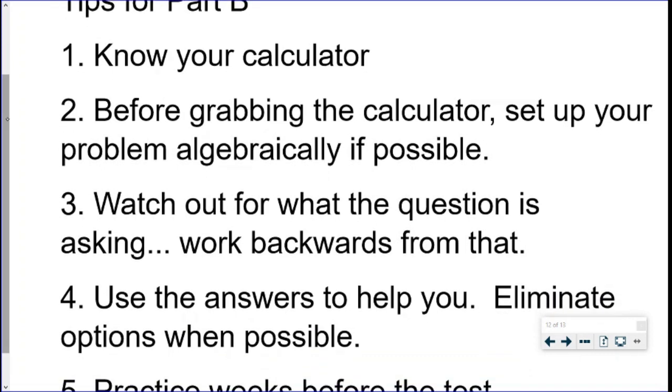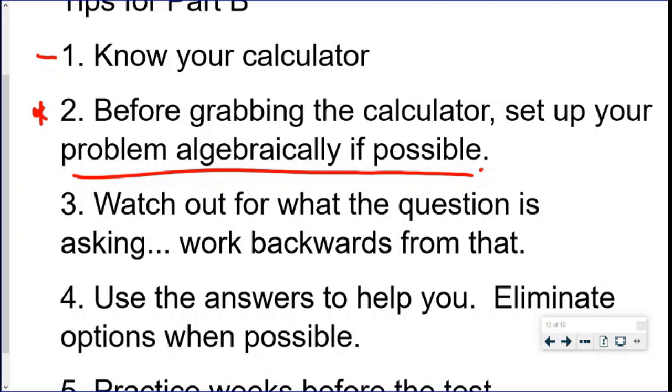know how to use your calculator. Step one, a lot of people forget how to square something or cube something or square root something or where the negative sign is. Please know your calculator. Okay. Also, bring a calculator. Before grabbing your calculator, set up the problem algebraically if possible. So, for number 2 here, I mean draw your pictures, do the math on paper first. Your calculator should really be the last step of your question.